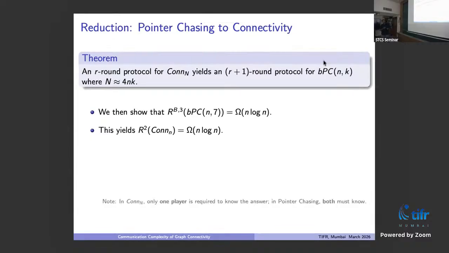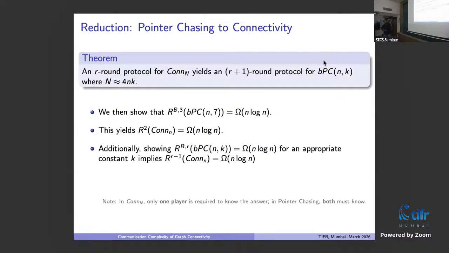And this immediately yields from the reduction that the randomized complexity of any 2-round protocol computing connectivity is omega n log n. Because k is a constant, something like 7 for this constant, so our main technical result is this statement.